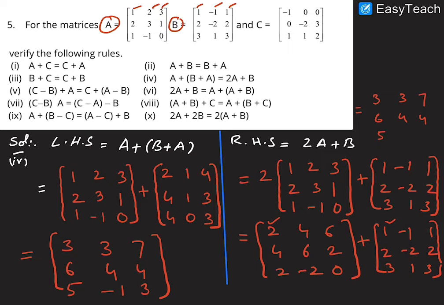Minus 2 plus 1 is negative 1. So 0 plus 3 is 3. Now you can see both are same. 3, 7, 3, 7. 6, 4, 4, 6. 5 minus 1, 3. 5, negative 1 and 3. So left hand side equals right hand side. So we have verified this identity also.